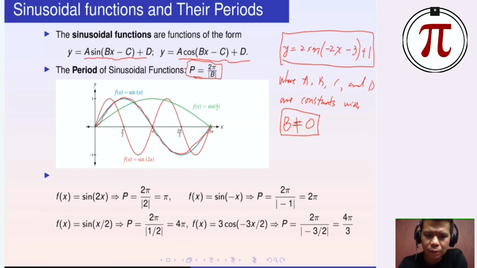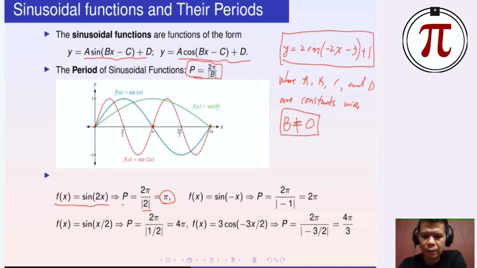The blue curve is the sine of x, and the red curve is sine of 2x, right? Now for this function, the period is going to be what? 2 pi over 2 is pi. And this is exactly true, right? So from 0 to pi, pi to 2 pi, you see the red curve repeats every pi. So the period is pi.